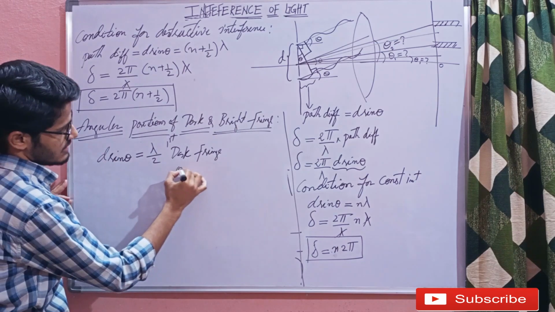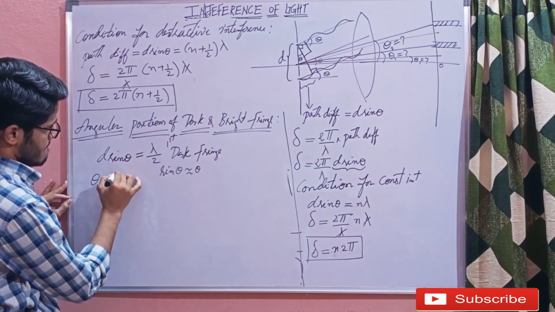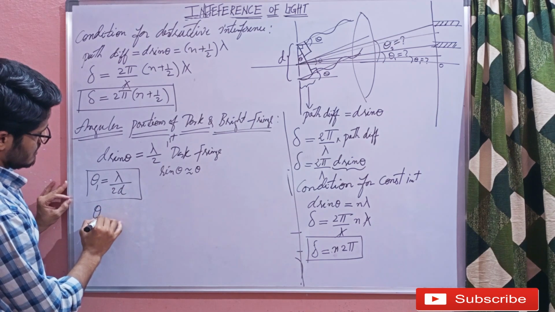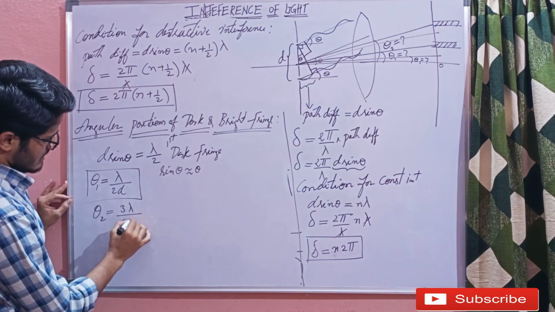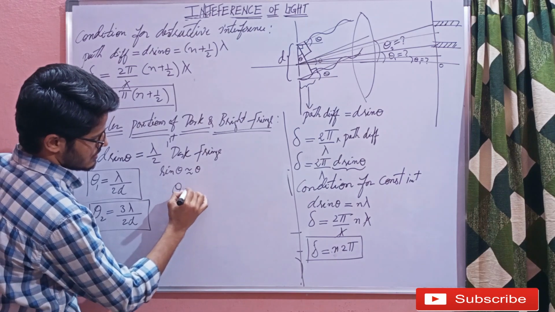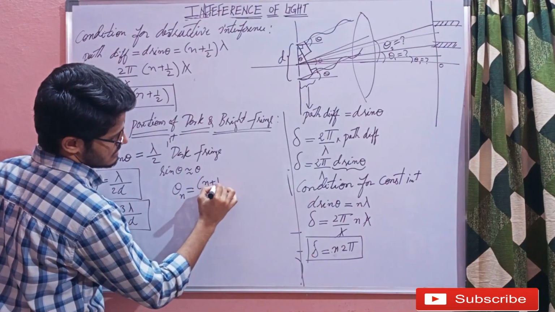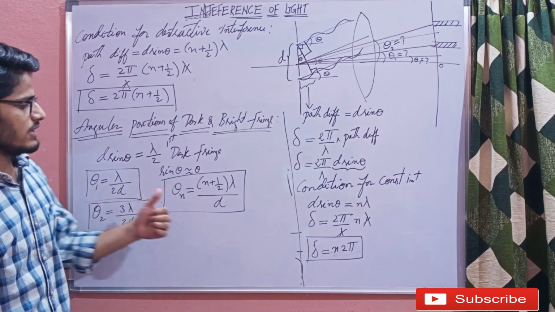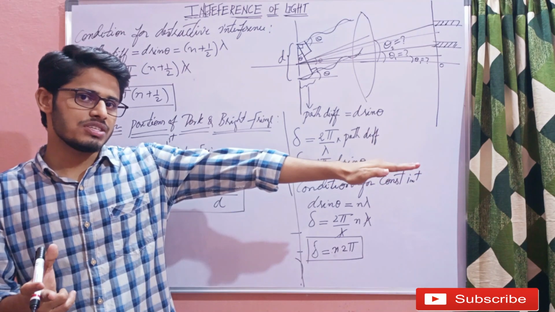Okay, so similarly, sin theta can be replaced with theta. That's how we can get the angular position of the first dark, and you can find out 3 lambda by 2d. This is the angular position for the second dark, and if we generalize it to the nth dark fringe angular position, it can be written as (n plus half) lambda by d. So with the help of this equation, you can find out the angular position of any dark fringe you want.